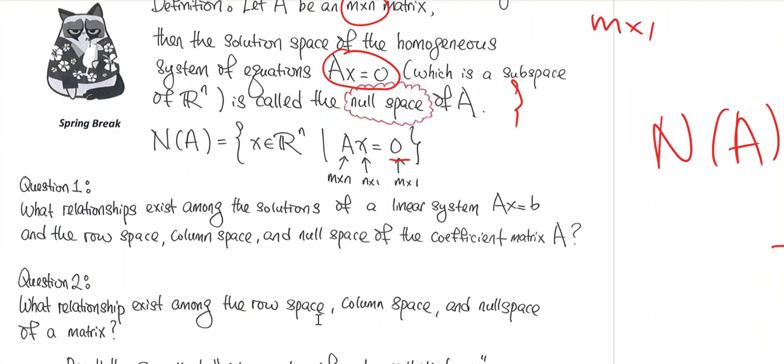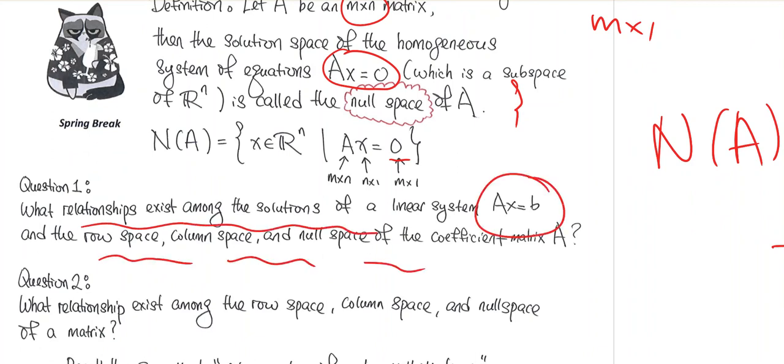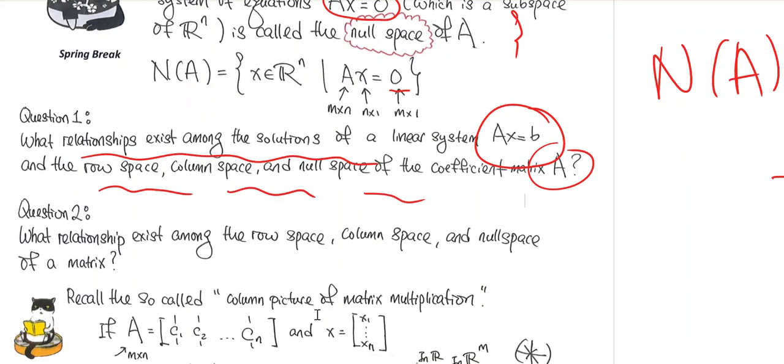What we want to study is the relationship among the solutions for this linear system and how it is connected to the row space, column space, and the null space of this coefficient matrix. Actually, do we have any connection between row space, column space, null space, and all that? This is what we're going to study later.